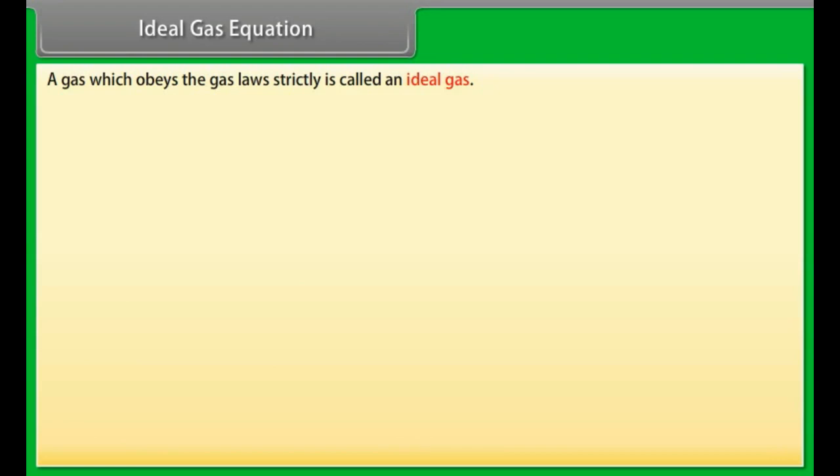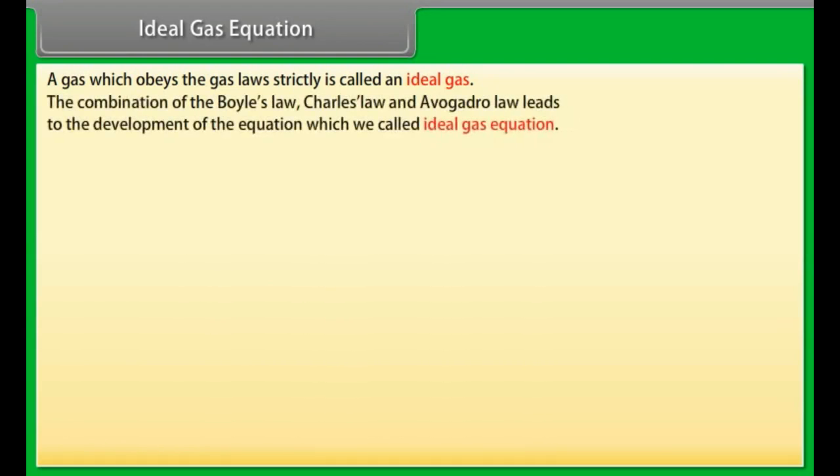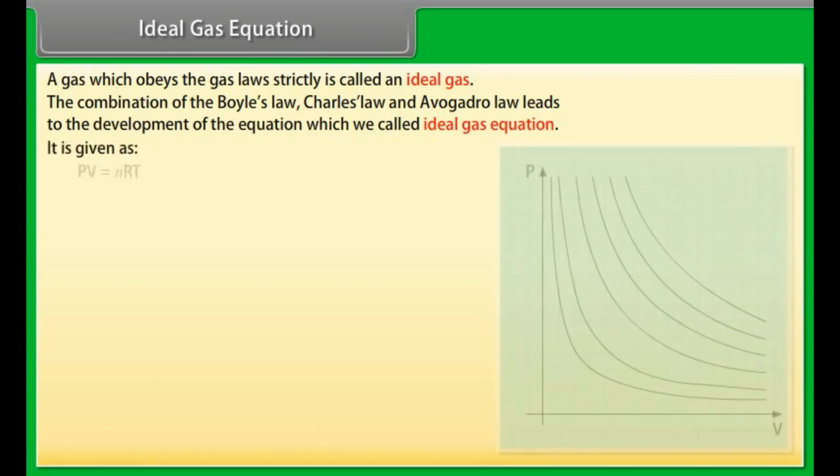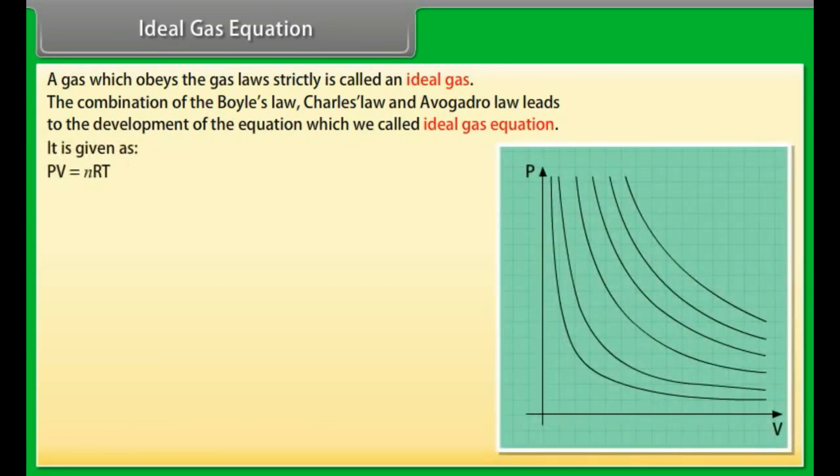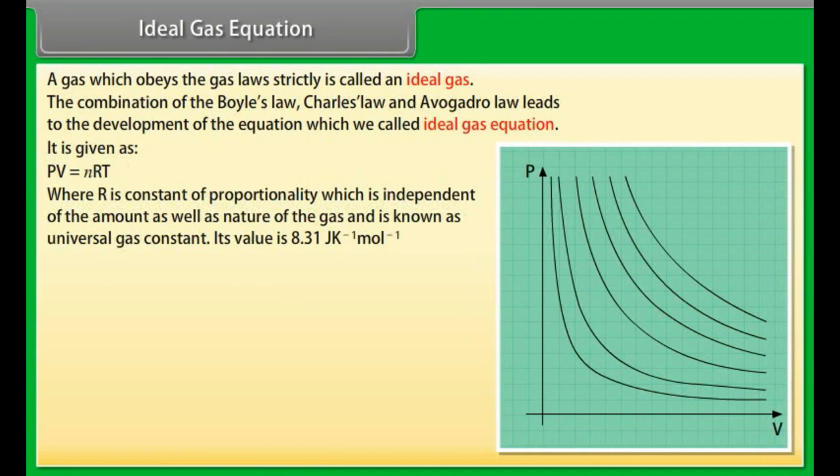Ideal gas equation. A gas which obeys the gas law strictly is called an ideal gas. The combination of Boyle's law, Charles' law and Avogadro's law leads to the development of the equation which we call ideal gas equation. It is given as PV is equal to nRT, where R is the constant of proportionality which is independent of the amount as well as nature of gas and is known as universal gas constant.